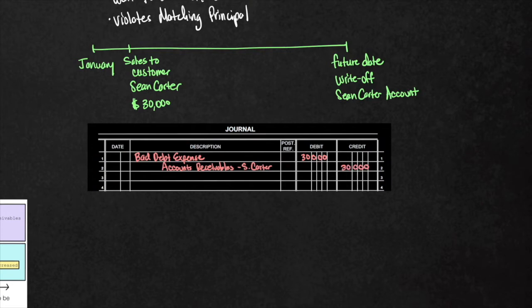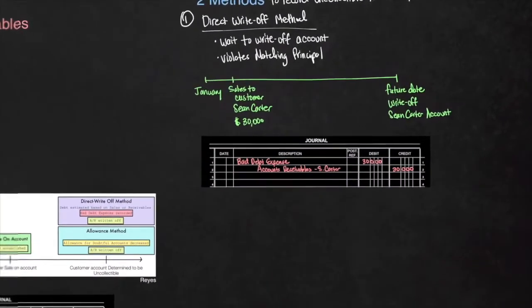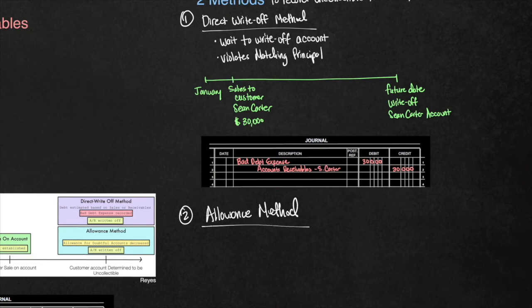There it is. You just wrote off his account, and if we look at our accounts receivable subsidiary ledger, we would look at Sean Carter and we would expect to receive nothing from him because his accounts receivable would be at zero. The second method to accounting for uncollectible accounts is called the allowance method.